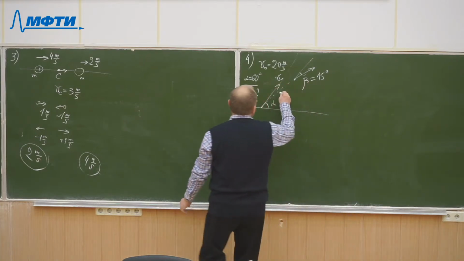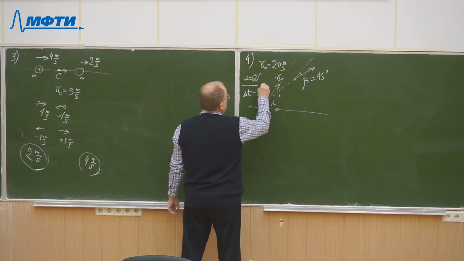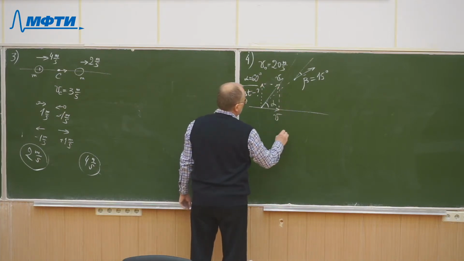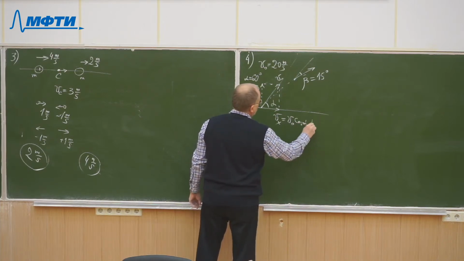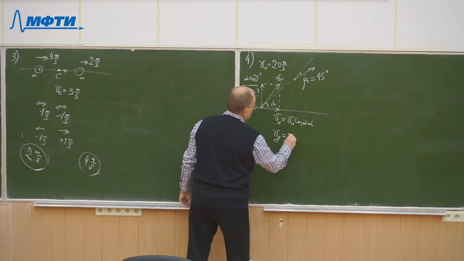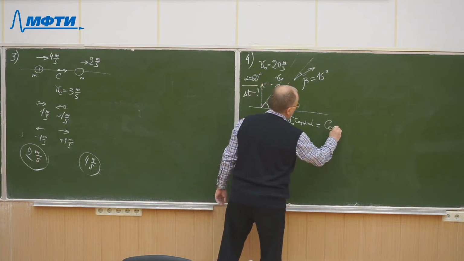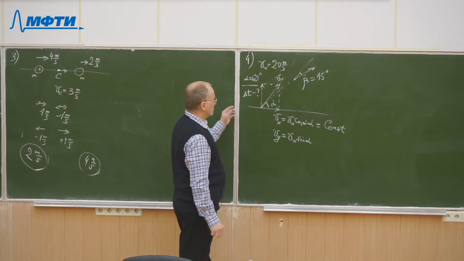So when a stone is thrown at an angle to the horizon, we have two components of the velocity vector. The horizontal component, Vx, is the initial velocity V0 cosine alpha, and the vertical component, Vy, is the initial velocity V0 sine alpha. The horizontal component remains constant. It doesn't change in time because no forces are acting in the horizontal direction.